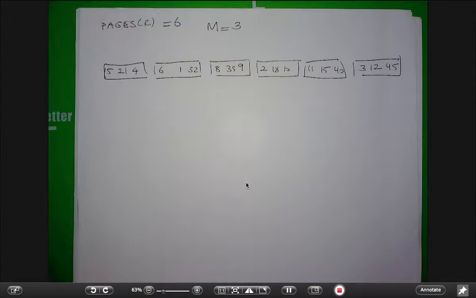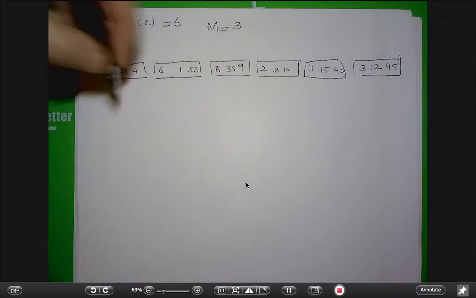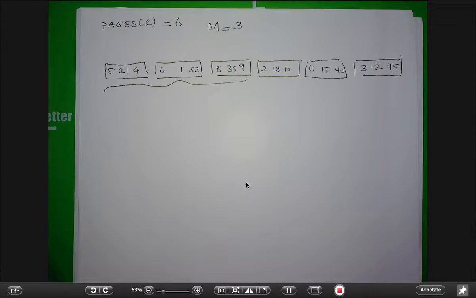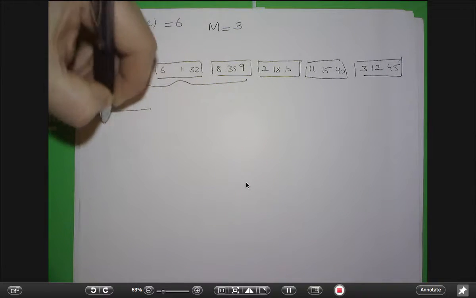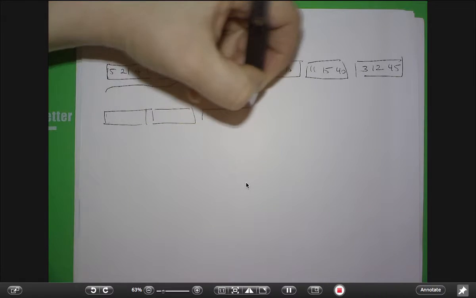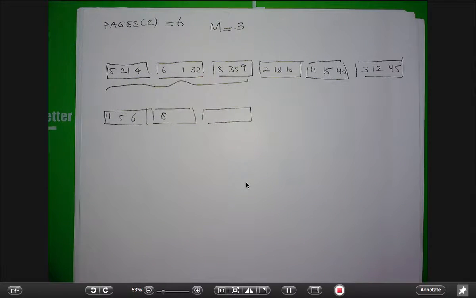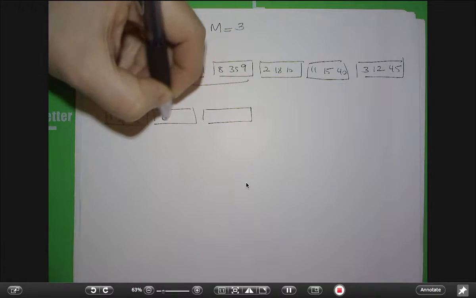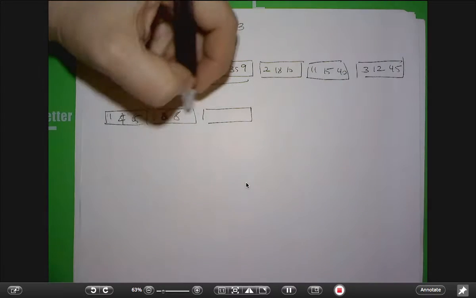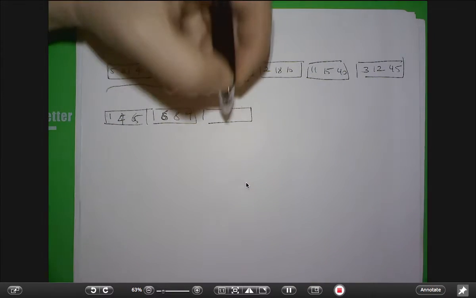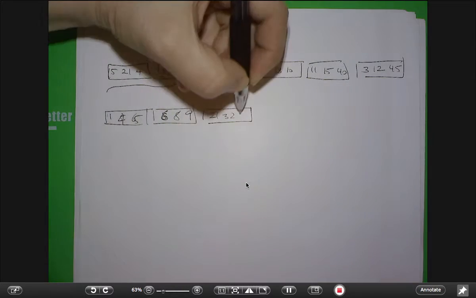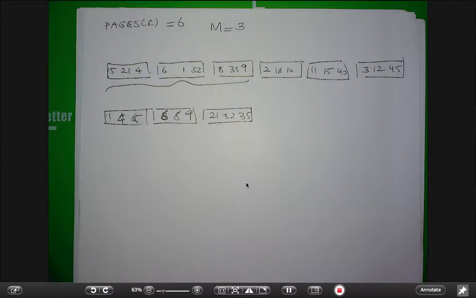If I actually had 6 pages of space, I could read all of it and then sort. But since I don't have 6 pages, the best I can do is read these 3 and then sort them among themselves and create 3 new disk pages with the same contents but sorted. So 1, 5, 6, 8, 9, 21, 32, and 35, right? It's basically the same amount of information, just sorted.